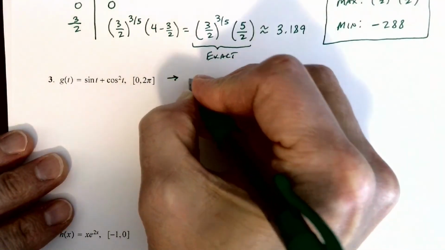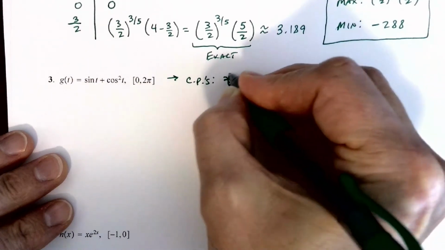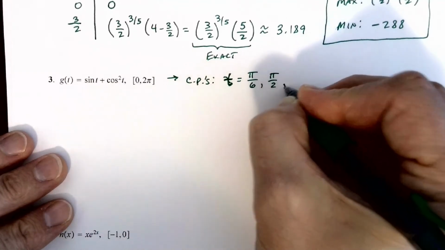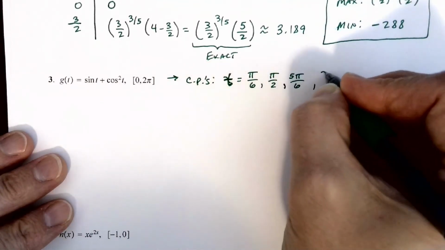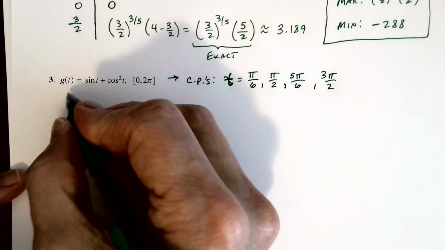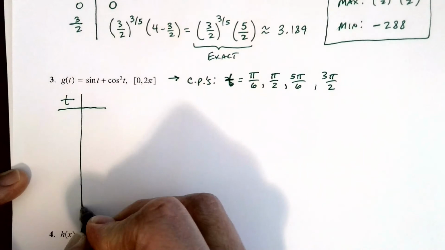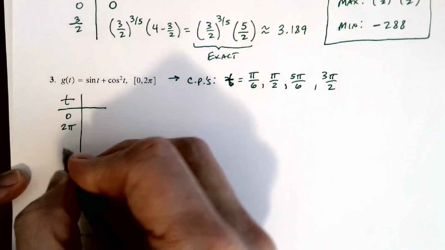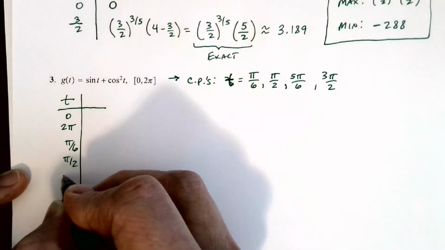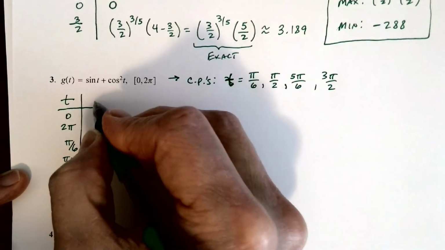So the critical points here, t is pi over 6, pi over 2, 5 pi over 6, and 3 pi over 2. Okay. So again, we're going to just look at the value of the function for different values of t, the endpoints and our critical points. So we've got 6 different ones to check this time. And g of t.